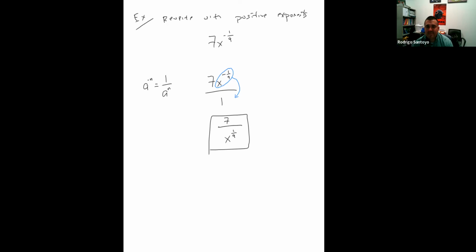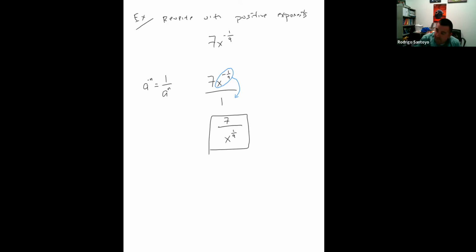Because once again, the problem says write it with positive exponents, which means you have to relocate it. If it was on the top, you put it on the bottom and make it positive. If it was in the bottom, you would put it in the where? Put it on the top. There you go. Change it to positive. Very good. Good, good, good. Other questions?